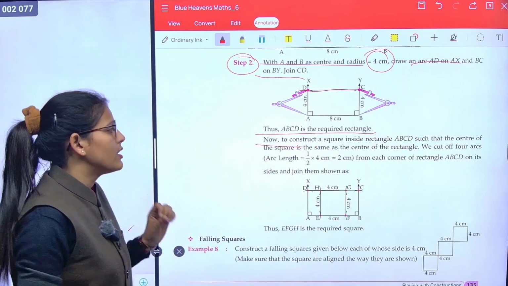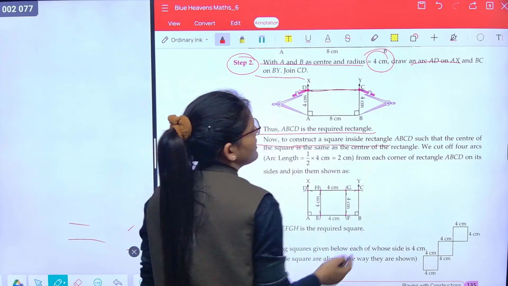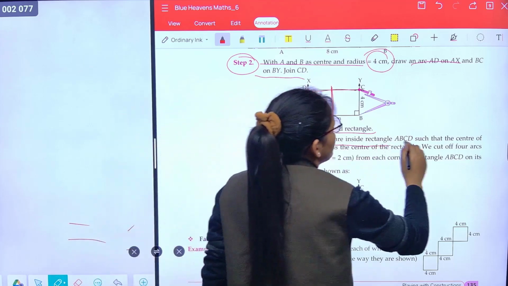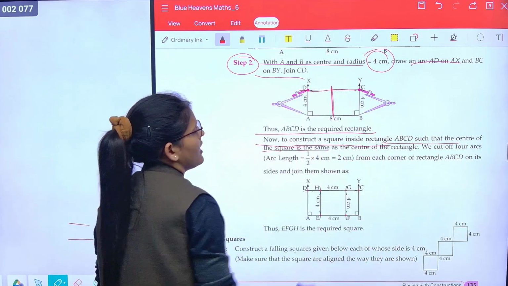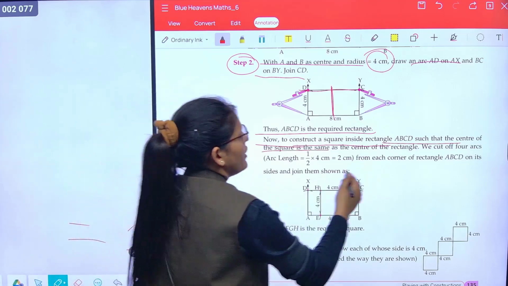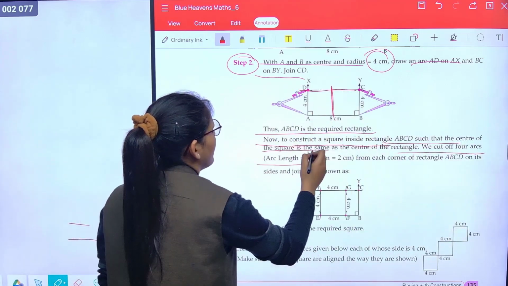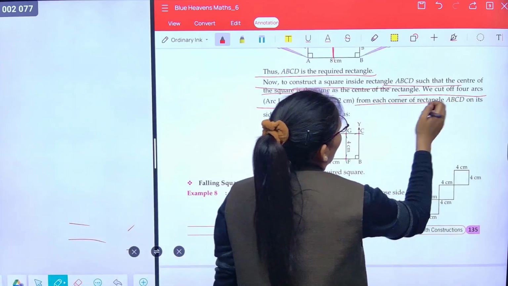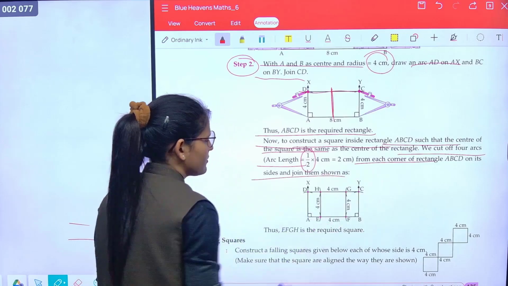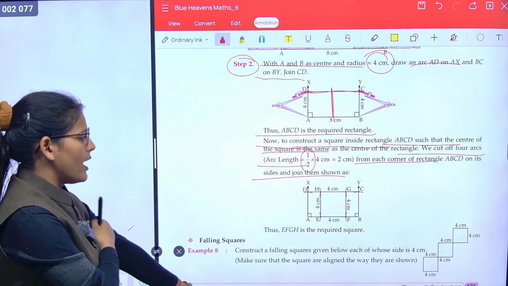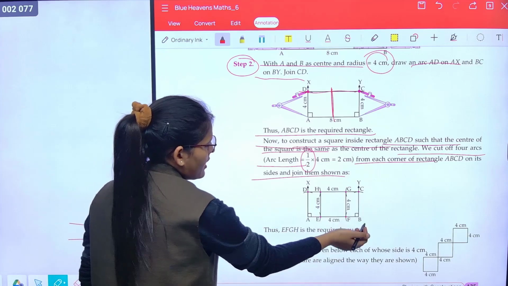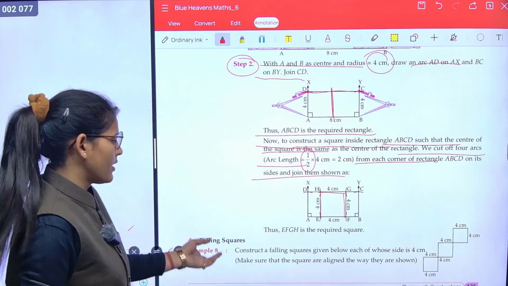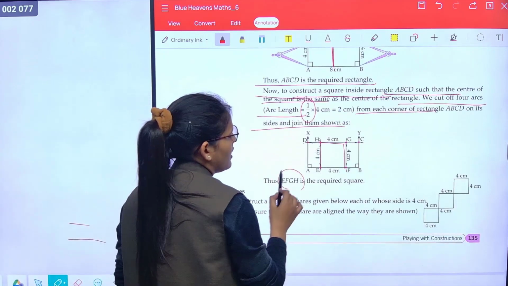Now to construct a square inside rectangle, हमें इसके अंदर क्लास एक square को draw करना है. Now ABCD such that the center of the square is the same as the center of the rectangle. We cut off 4 arcs, 1/2 multiplied by 4 centimeter, that is 2 centimeter from each corner of rectangle ABCD on its side and join them, as shown, class you can see here. यहाँ से हमने उसको एक arc लगाया. Thus EFGH is the square.